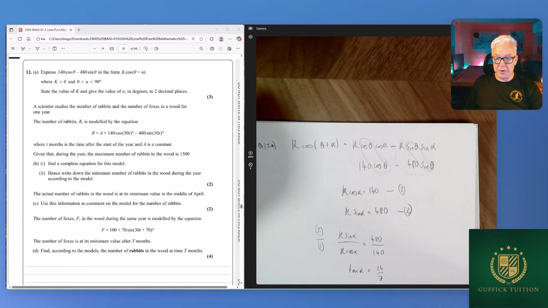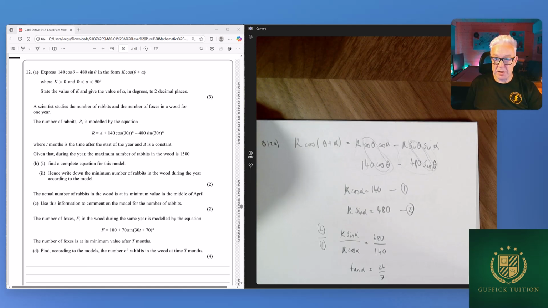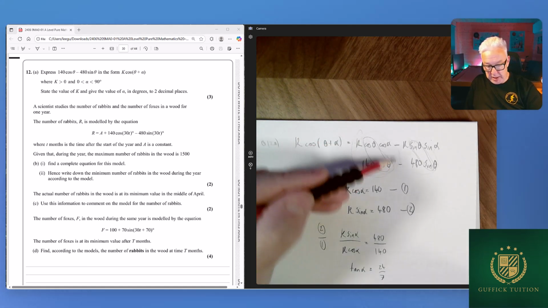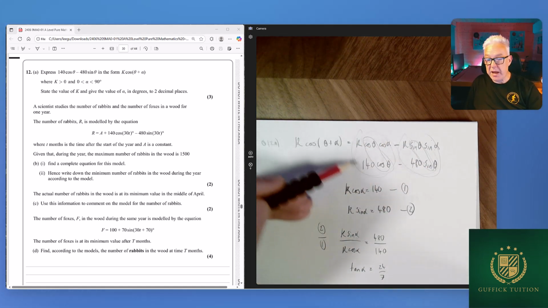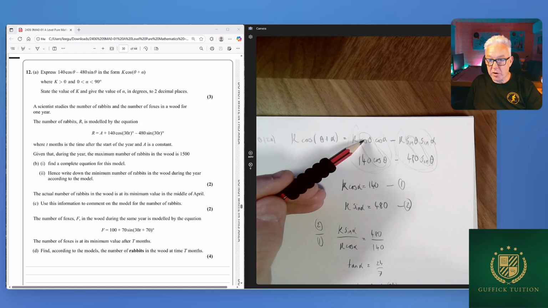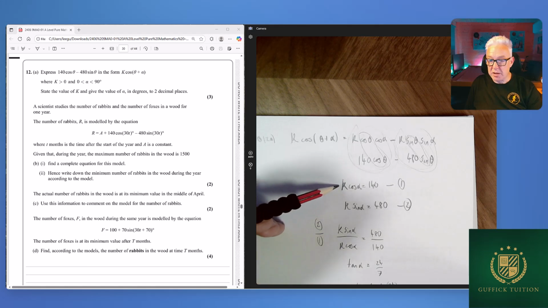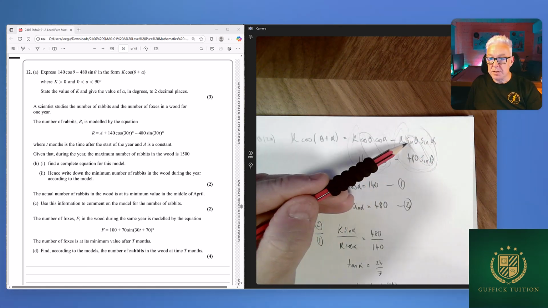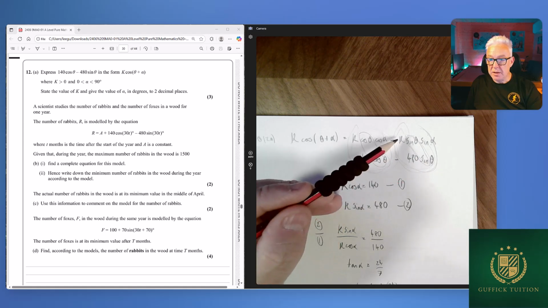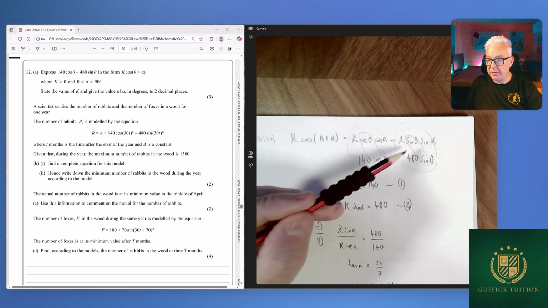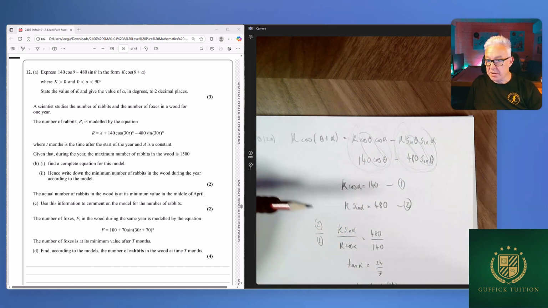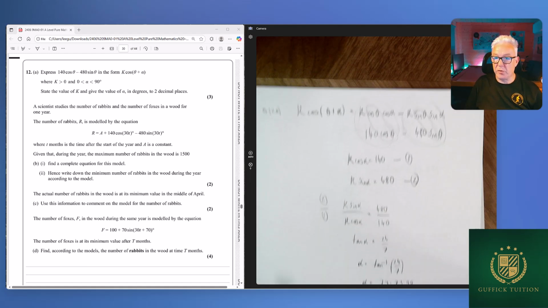Now that we've drawn that comparison, I like to compare these two bits with these two bits. Let's compare these two. We've got cos theta and cos theta there, so that means k cos alpha must be 140. So we can form an equation from that. Now let's compare these two. Sine theta there, so therefore k sine alpha is going to be 480. So we've got two equations.